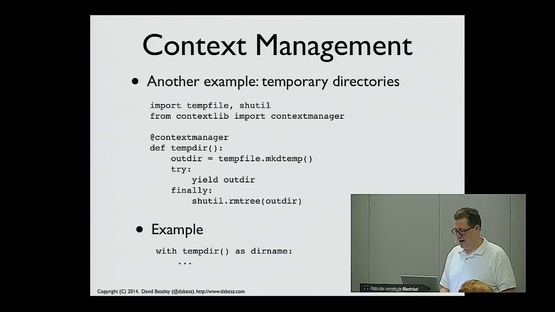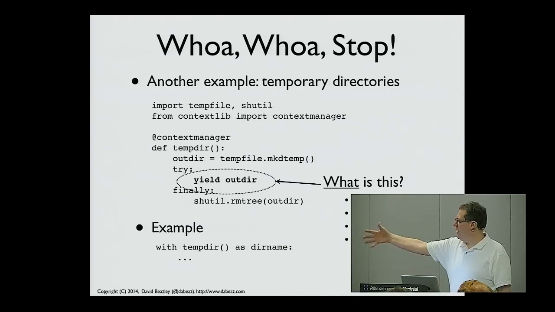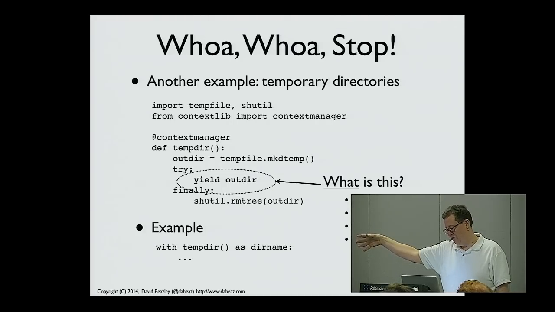Here's another example of that context manager thing. Temporary directories. You could do things like, let's make a temporary directory, and we use this yield statement and then remove the directory. This is something that will make a directory, you can do stuff with it, and then it gets deleted. Now, if you look at that, what is going on with the yield statement in this code? If you've never seen this before, or even if you have, you've got this yield sitting there. What is the purpose of that, and what is going on? Because it's clearly not iterating, and it's not some data flow problem like with coroutines or something like that.